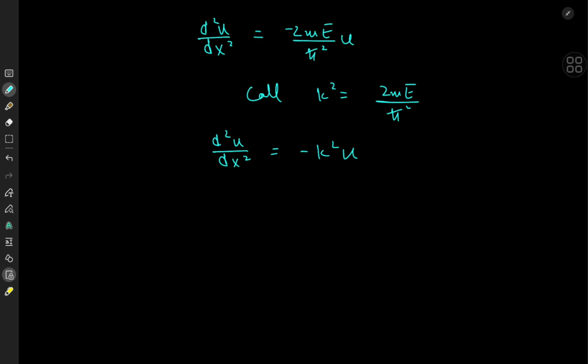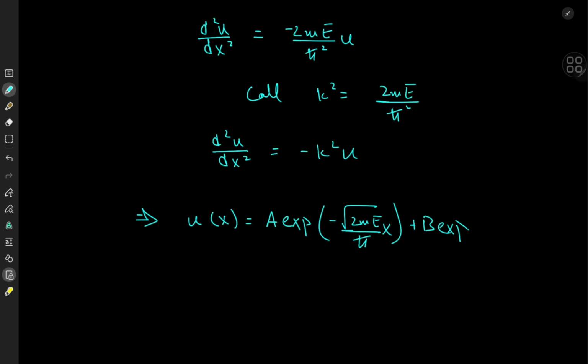And it's pretty easy to see that this is going to be solved by exponential functions. So we can write out that u of x is equal to a constant of integration A times the exponential function of negative k times x, and of course I'll expand back k. So k is going to be root 2mE over h bar times x, plus B, B being another constant of integration, times the exponential of root 2mE over h bar times x.